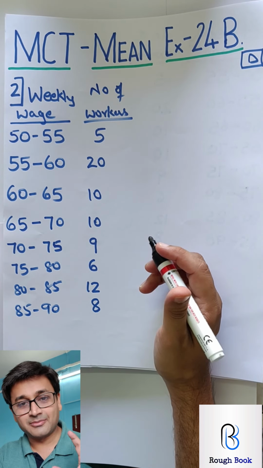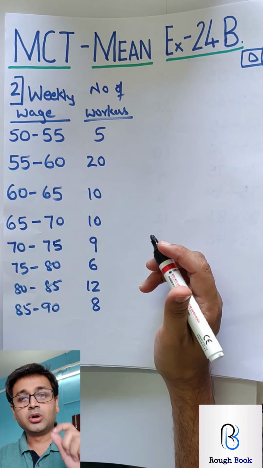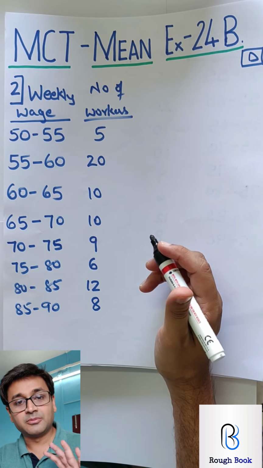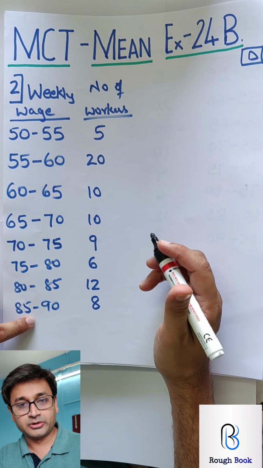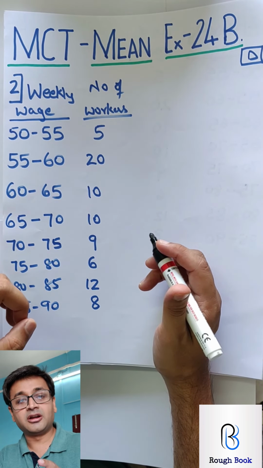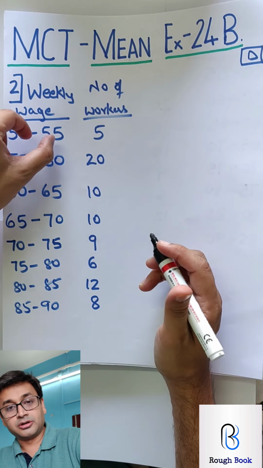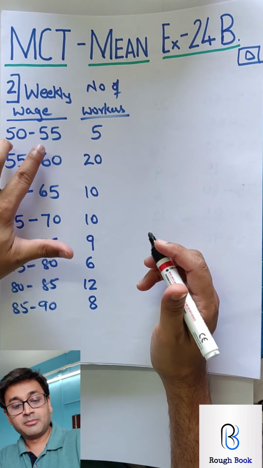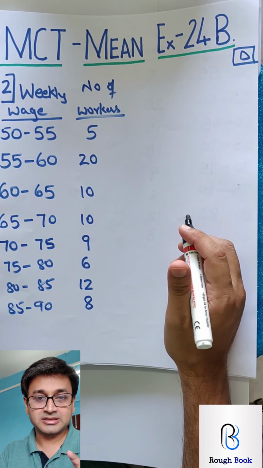24B is also the same exercise, nothing different, and we are going to do these five things only. The only difference is the way the data has been presented. The data has been presented here in the form of a grouped frequency table. In the last video it was an ungrouped frequency table, where only one column was there, but here there are two columns. So now only one extra step we need to understand.